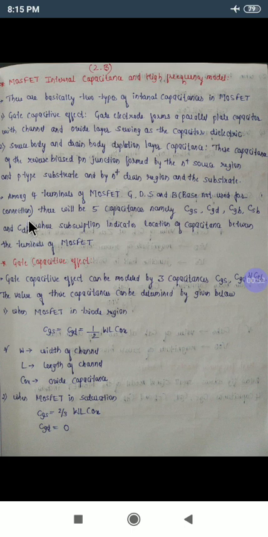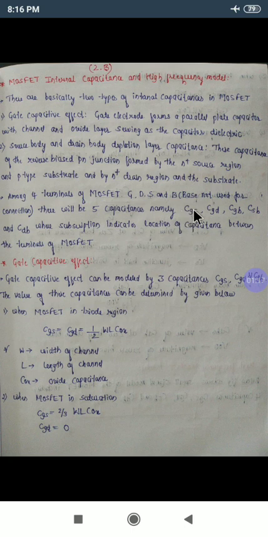Among the four terminals of a MOSFET, we are using only three in the connection: gate, drain and source. The fourth one is the base, also called the substrate. Sometimes in a connection the substrate is not connected, sometimes the substrate is connected along with the base. So among the four terminals, there will be five capacitances.